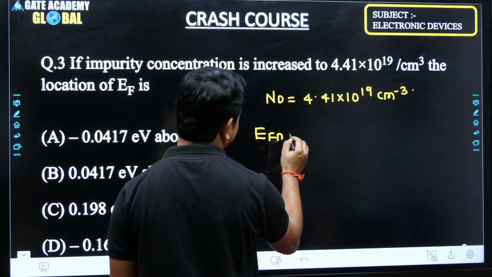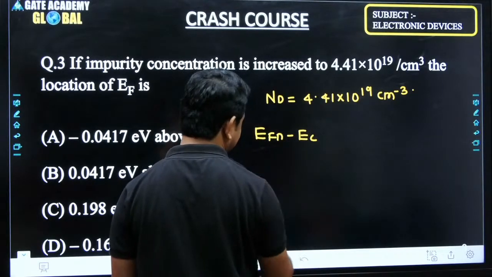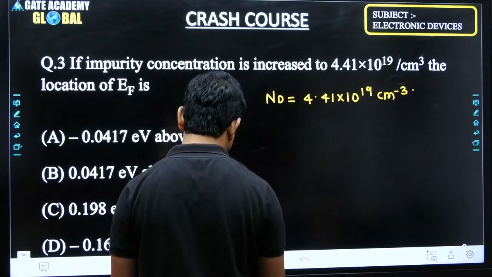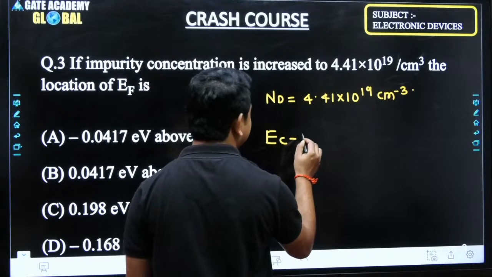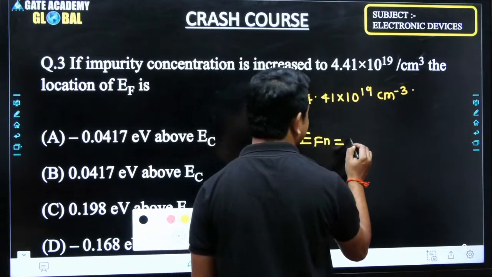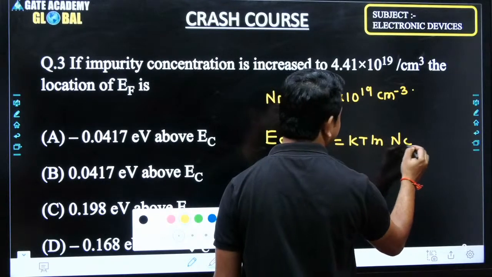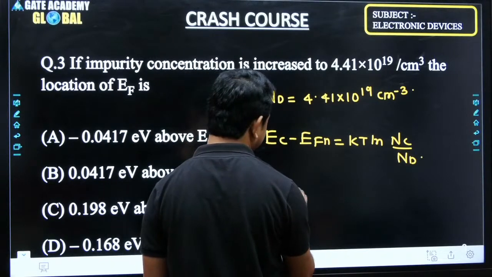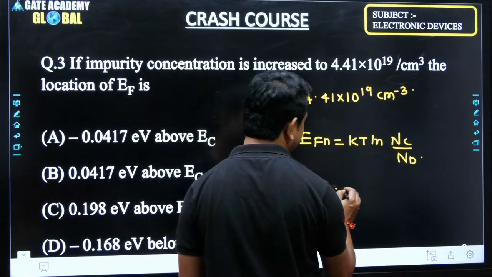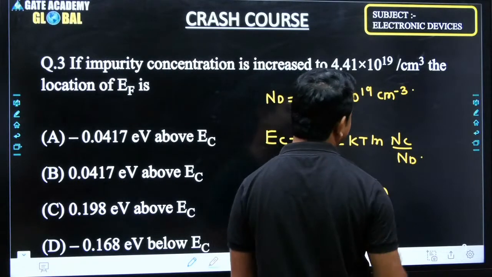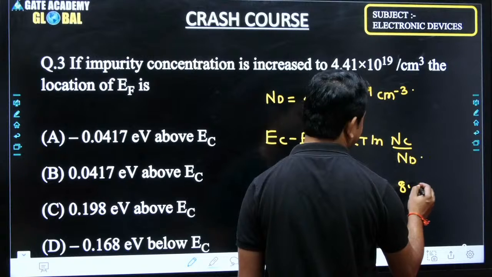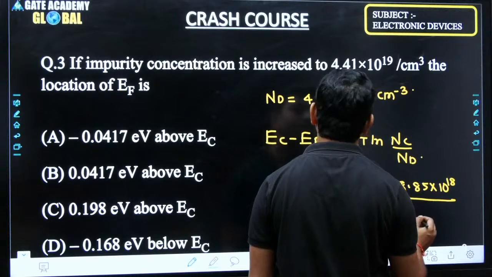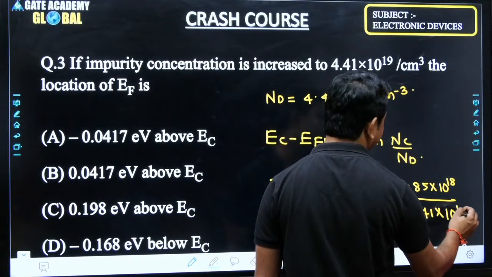So Fermi energy level minus EC, or we can write EC minus EFN, any way we can write. I just write it in this way also, that is EC minus EFN. This will become KT ln NC divided by ND. Now we know the value of NC. Previously we have seen EC minus EFN is equal to KT ln NC by ND. NC is 8.85 into 10 to the power of 18, and ND is equal to 4.41 into 10 to the power of 19.